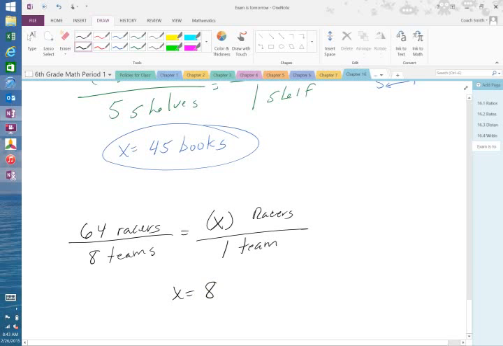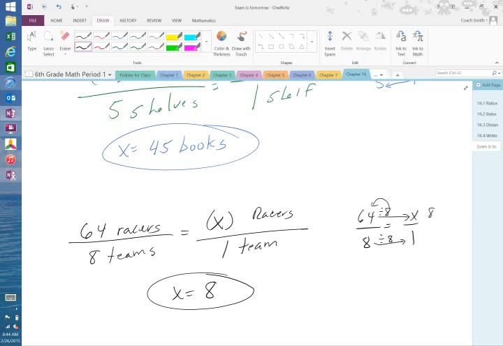Once again, if you just look at it from a proportion standpoint, what did we do to 8 to make it 1? Well, you divide it by 8. So I have to do the same thing to the top for them to be equal. So 8 into 64 goes 8 times. That's where we get X is equal to 8. You can put racers, you don't have to put racers. I would accept either one.